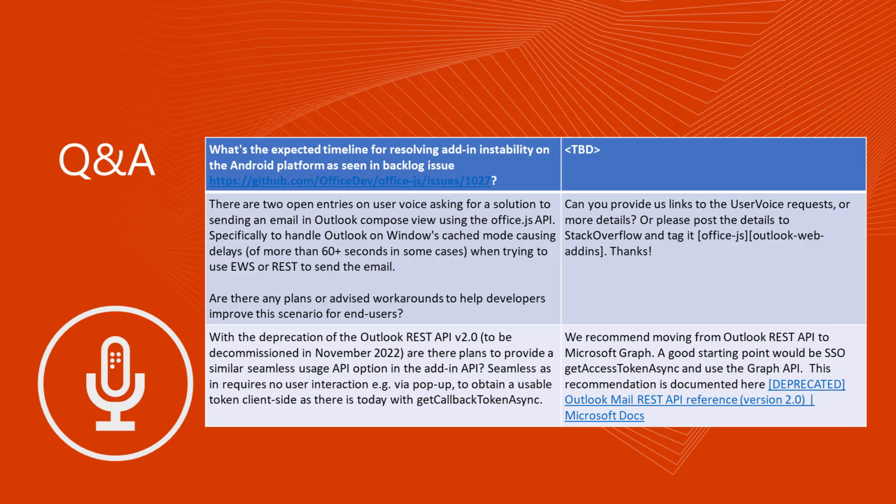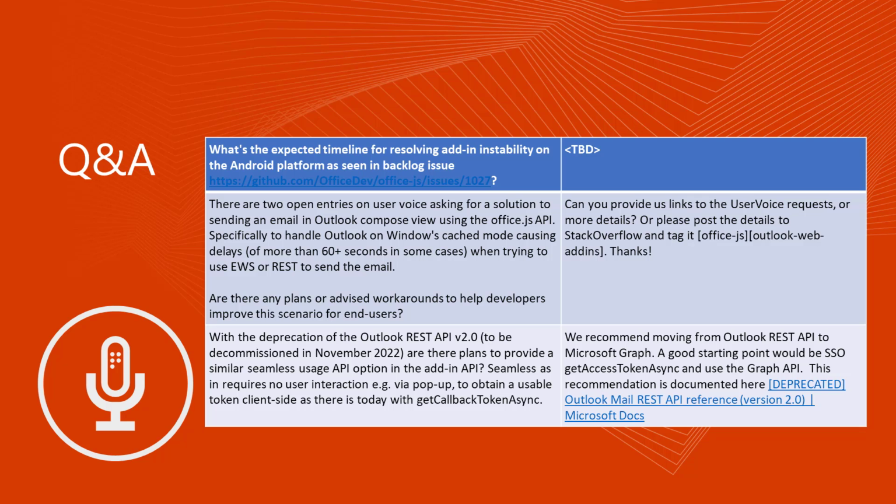Next question was, there are 2 open entries on UserVoice asking for a solution to sending an email in Outlook Compose View using the Office.js API, specifically to handle Outlook on Windows cached mode, causing delays of more than 60 seconds in some cases when trying to use EWS or REST to send an email. Are there any plans or advice, workarounds to help developers improve this scenario for end users?